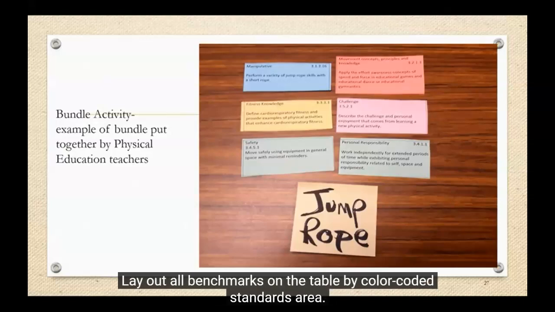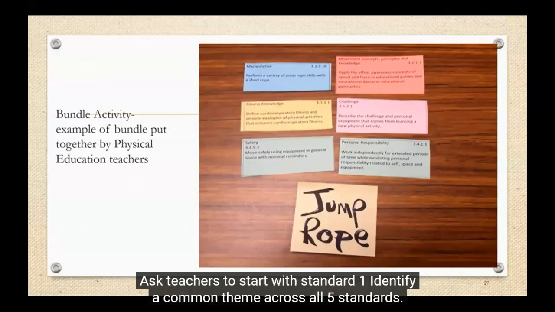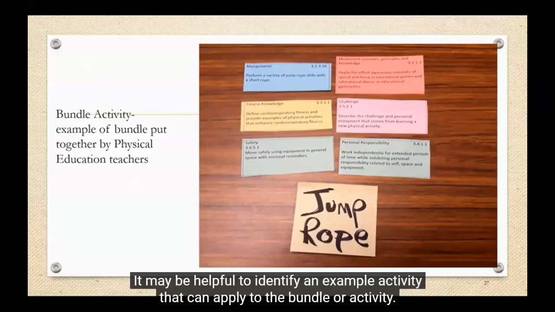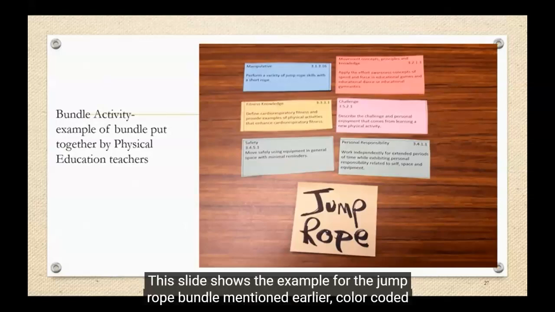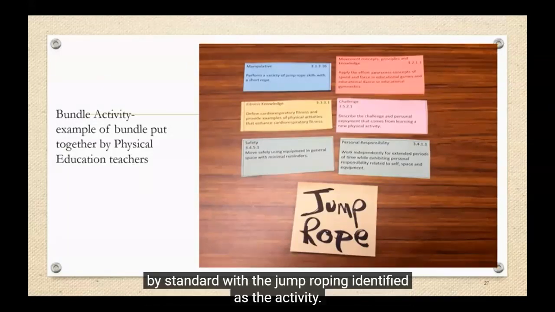Lay out all the benchmarks on the table by color-coded standards area. Ask teachers to start with standard 1 and identify a common theme across all 5 standards. It may be helpful to identify an example activity that can apply to that bundle. This slide shows the example for the jump rope bundle mentioned earlier, color-coded by the standard with the jump roping identified as the activity.